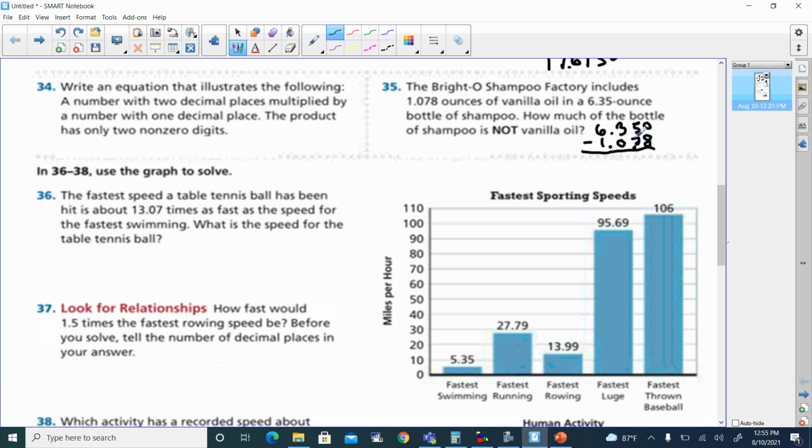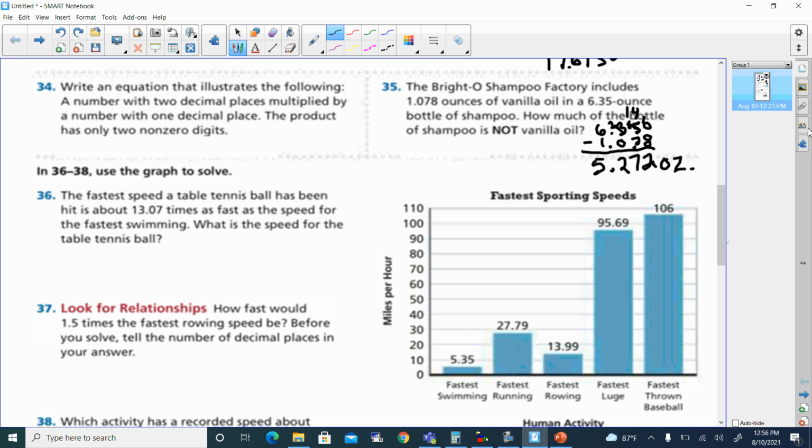When I do this, I'll have to borrow 1 from the 3, which will make this a 2, and make this a 15. And then I'll have to borrow 1 from there, which will make that 14. And put my 1 there. Now 10 minus 8 is 2. 14 minus 7 is 7. 2 minus 0 is 2. My decimal comes down. And 6 minus 1 is 5. That means that 5.027 ounces, don't forget our unit of measure, of this shampoo is not vanilla oil.